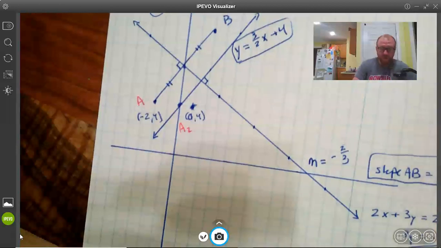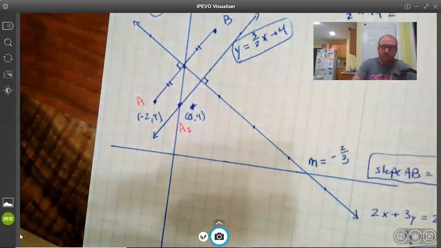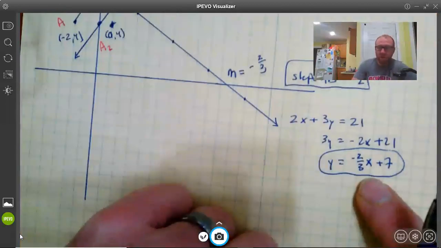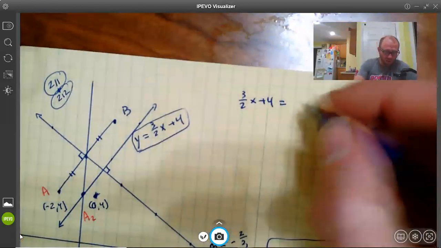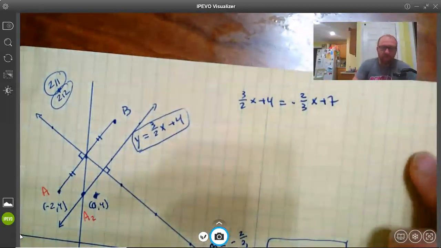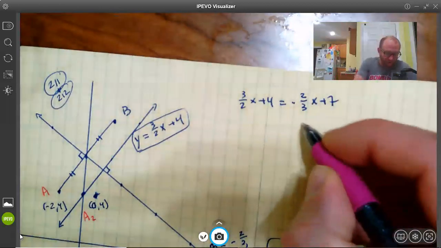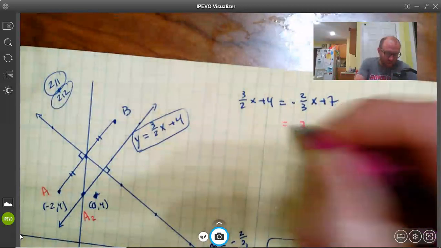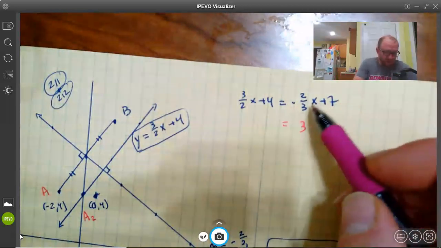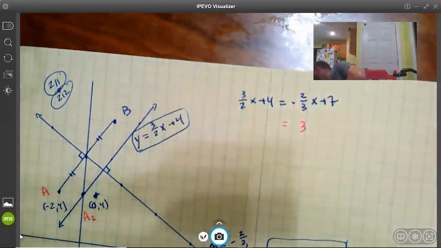And so we're going to take the y part of this equation, the 3/2 x plus 4, and make it equal to the y part of this equation down here, negative 2/3 x plus 7. So let's see, we will subtract 4 from each side, which leaves us with 3 over here. And then we'll subtract, or add 2/3 to each side, which is where, let's see here. Where did I put that?